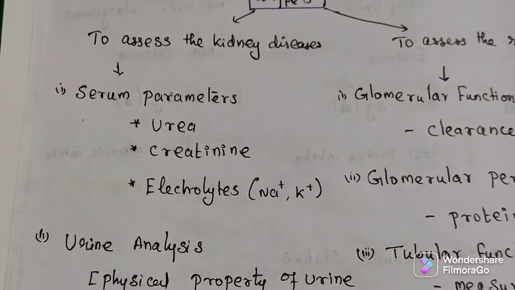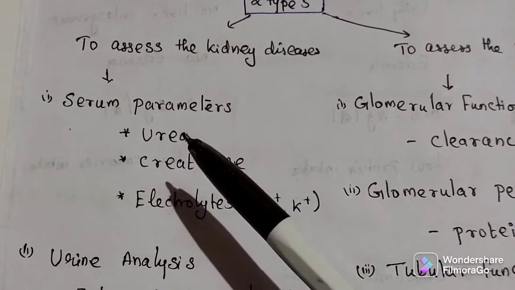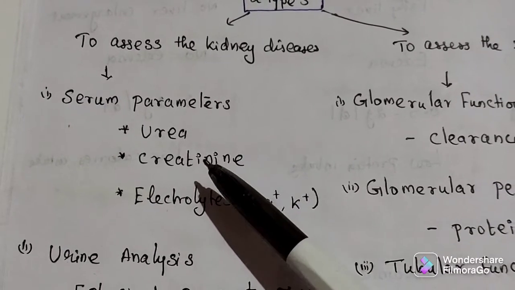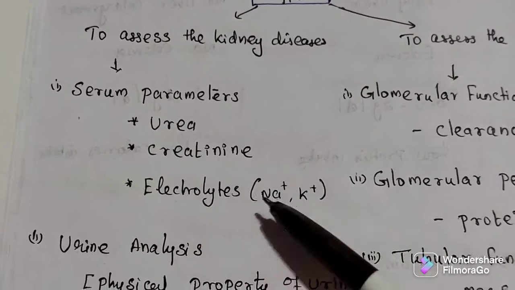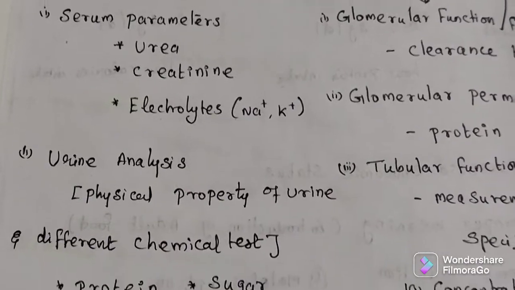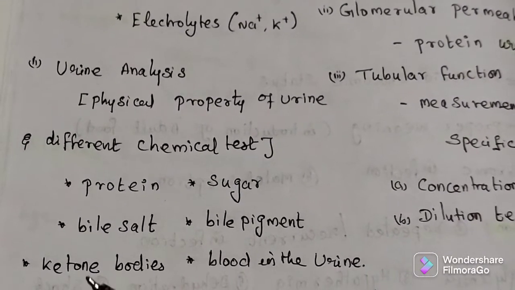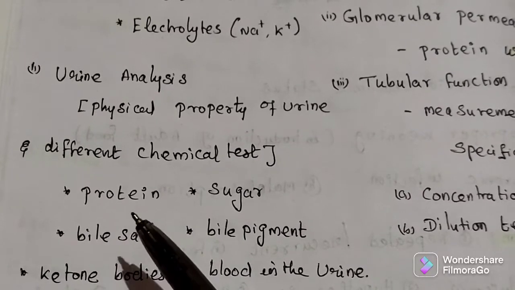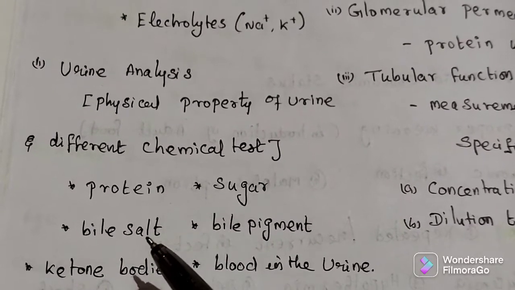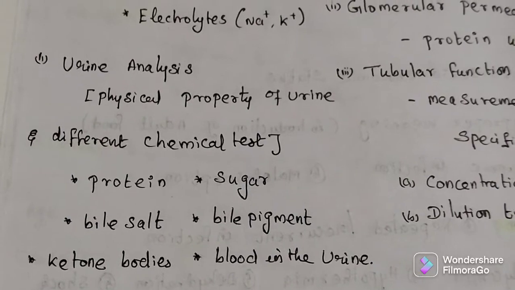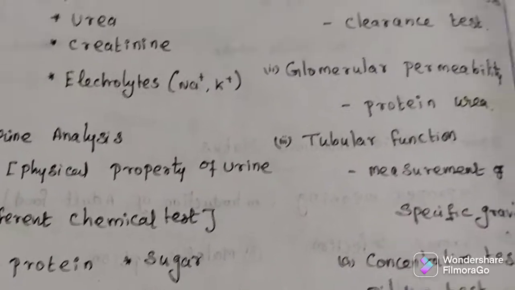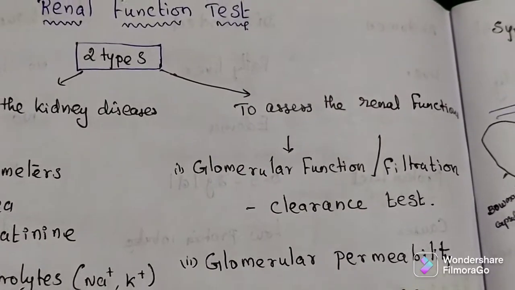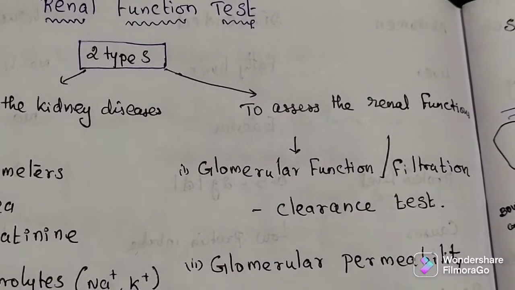What are the tests? First one is serum parameter. It includes urea, creatinine and electrolytes test. Then urine analysis. By using different chemical tests, we analyze protein, sugars, bile salt, bile pigment, ketone bodies and blood in urine. Second type is to assess the renal functions.